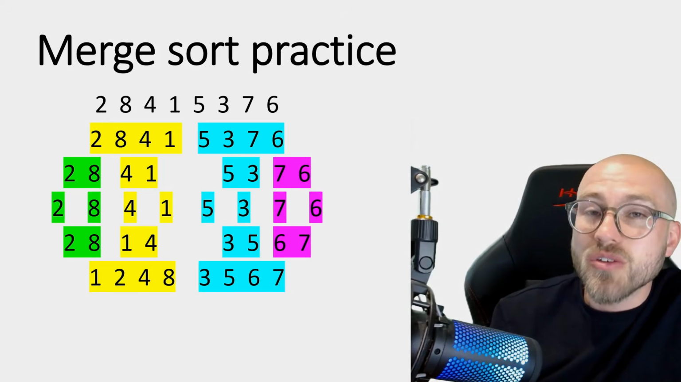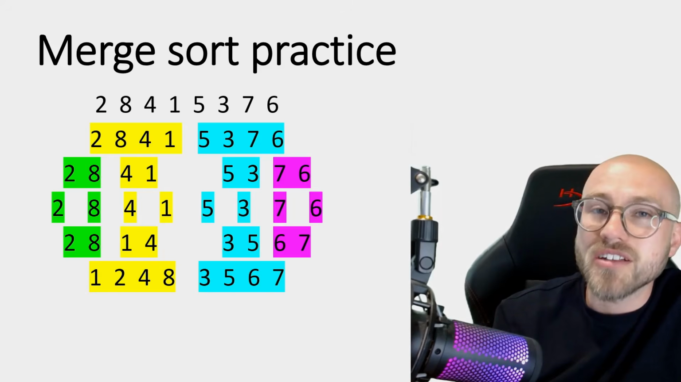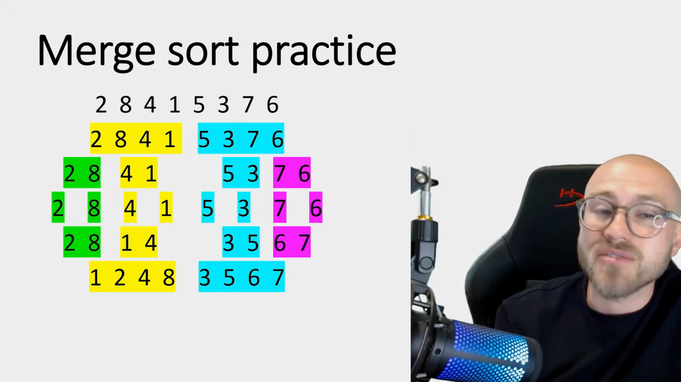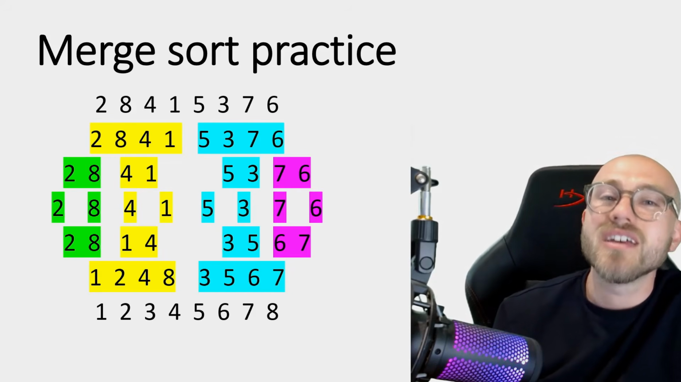We then merge the green and the yellow groups together, which gives us 1, 2, 4 and 8. Then we merge the blue and the pink sections together, which gives us 3, 5, 6 and 7. To finish with, those two groups will get merged, giving us our list in order.